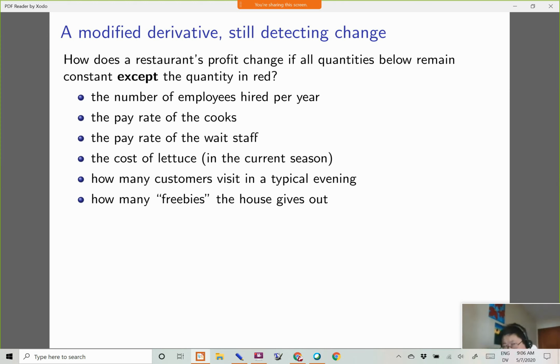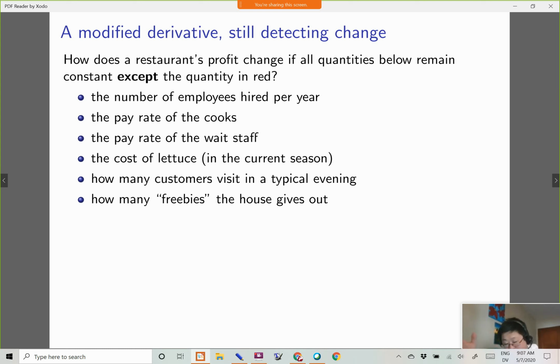But let's just stick to these 6 quantities and say a restaurant owner wants to know, how's the profit of the restaurant going to change if all of these? Now, we don't want to change all these numbers all at the same time. So to make things even possible to think about, let's keep all of these 6 quantities constant.